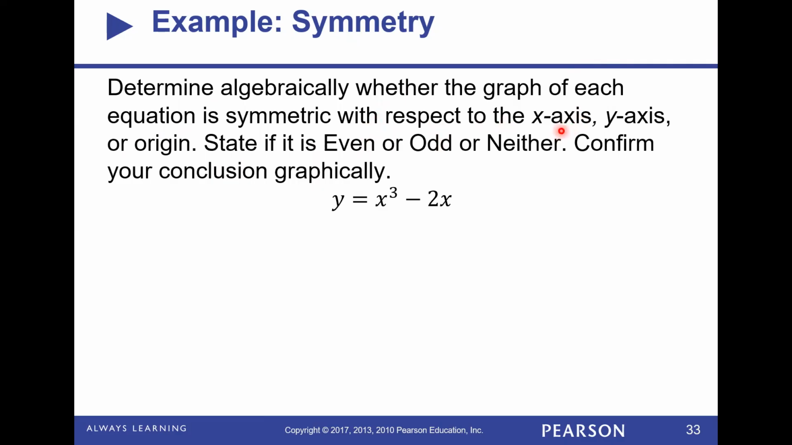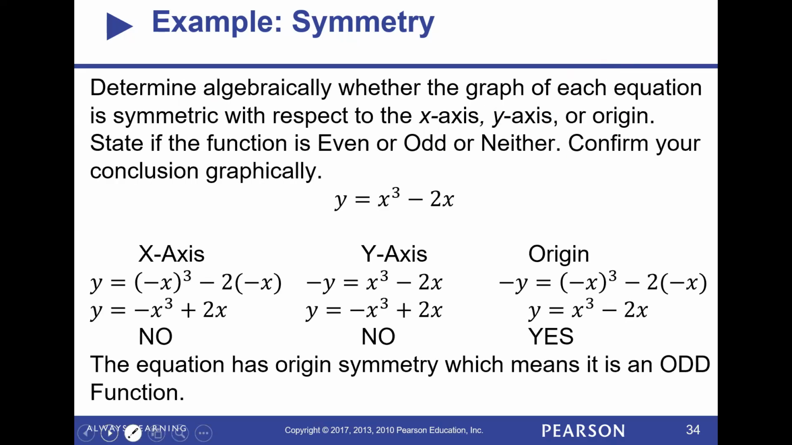And yeah, you can also graph these and determine it that way by using the visual representation, but sometimes doing the algebraic way is really helpful as well. So in our first case here, we have y equals x to the third minus 2x. And again, I'm going to do x-axis, y-axis, and origin, okay?